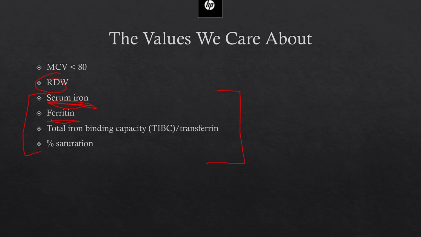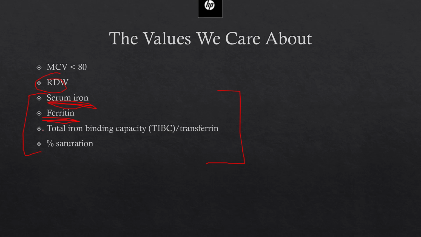Ferritin, on the other hand, is storage iron. This is the amount of iron, or an estimate of the iron in the tissues that is not freely available to be used for heme. Okay, and the distinction between these two is going to be evident when we talk about iron deficiency anemia versus anemia of chronic disease.